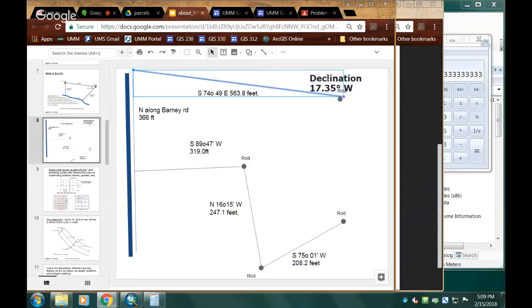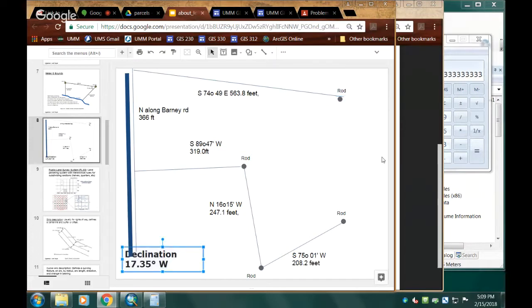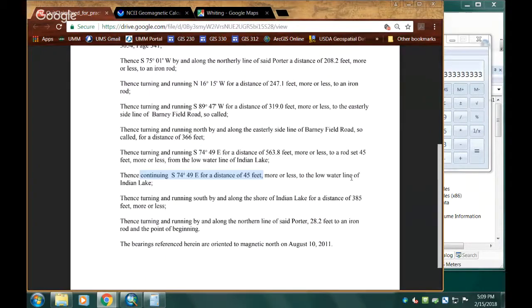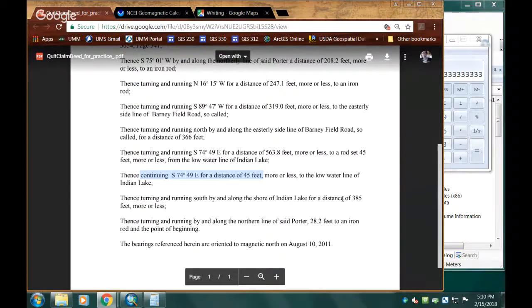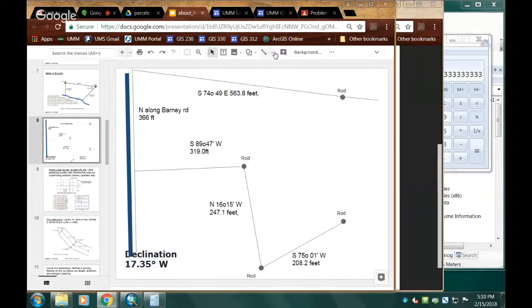You can also do this on graph paper. That can be helpful. So then it's going to continue on a little further in the same direction this way till it gets to the water, right? Then turning and running along the shore for a distance of 385 feet, more or less. And then, so that's going to look like this.